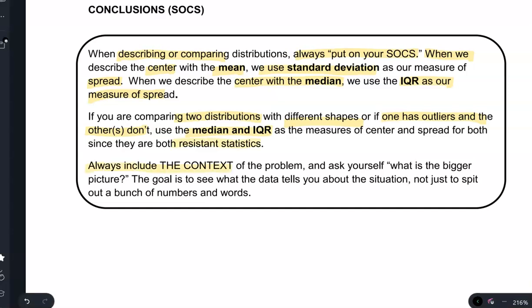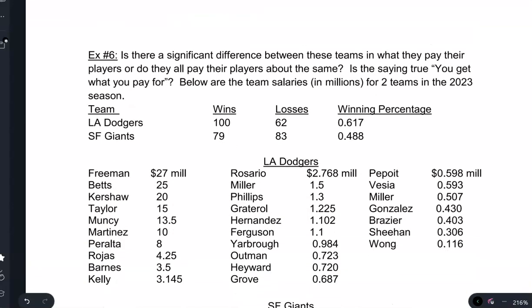Always use the context of your problem and always ask yourself, what is the bigger picture? I do not want to see just a bunch of numbers and words that don't make sense, right? So think about what are we saying? What's the bigger idea? All right, so let's do a couple bigger questions. I love this kind of stuff.